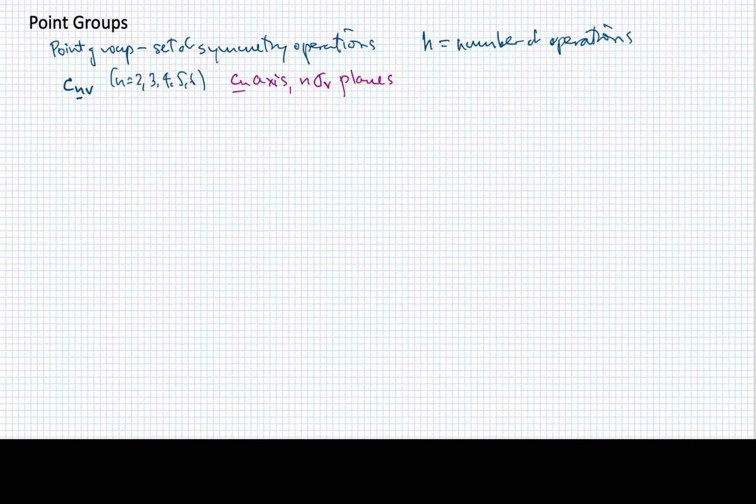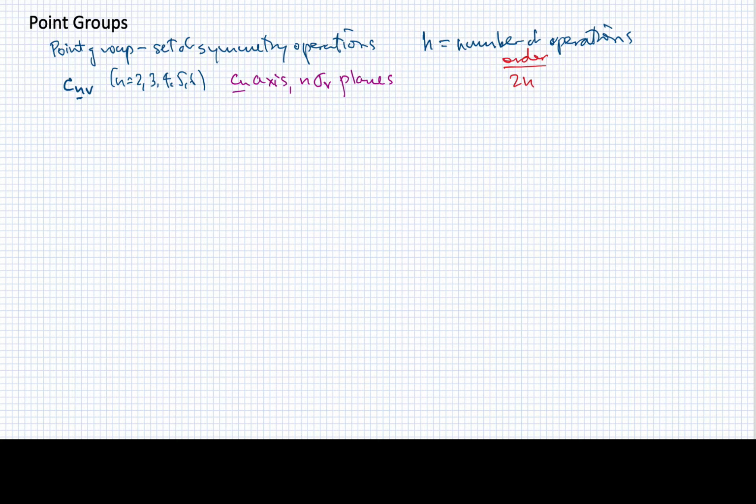The total number of operations that this point group would have, so I'll make a separate listing over here to the side, the order of this would be equal to 2 times n. So if n is 2, then there'd be 4 symmetry operations associated with that point group.